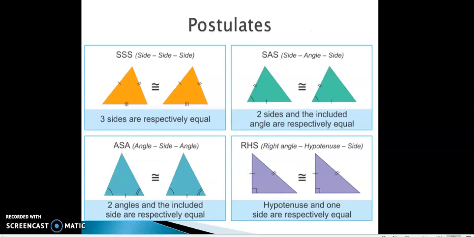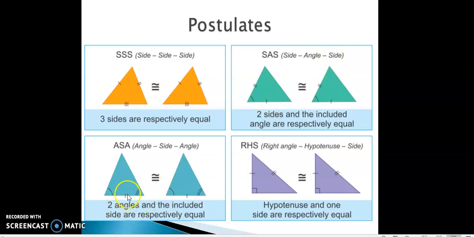So these are the postulates of your triangle. For example, in the first case, if all the three sides are equal in correspondence of two triangles, then it means it is the SSS postulate. SSS means side, side, side. Now coming to the second one, in correspondence of two triangles, if two sides and one angle are equal, it means they are satisfying the SAS postulate, that is, side angle side postulate.